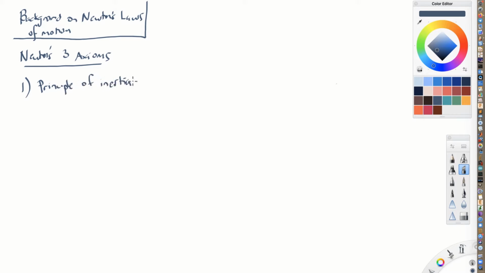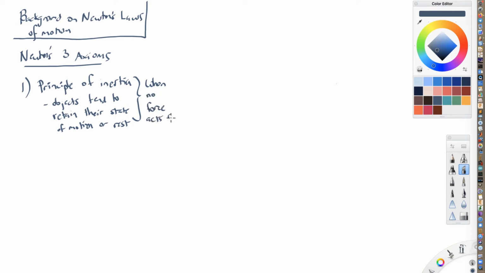Newton did not come up with this law, but it got absorbed into what is now known as his first law of motion. So the principle of inertia is that objects tend to retain their state of motion or rest. An object at rest stays at rest, an object in motion stays in motion. This basically tells us what happens when there is no force acting on a body. When no force acts on a body, this is what happens.